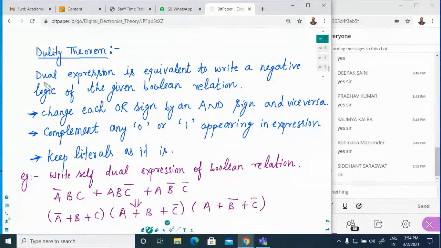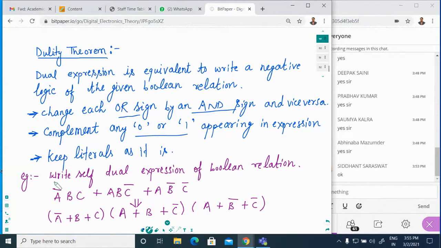We will use some basic concepts right here. In this dual expression, which is equivalent to the negative logic of any Boolean relation, we are going to change the OR sign with the AND sign first. The first point we have to remember for this duality theorem is to change the OR operation into the AND operation. Then we complement any 0 or 1 value appearing in the expression and keep the literals in it.